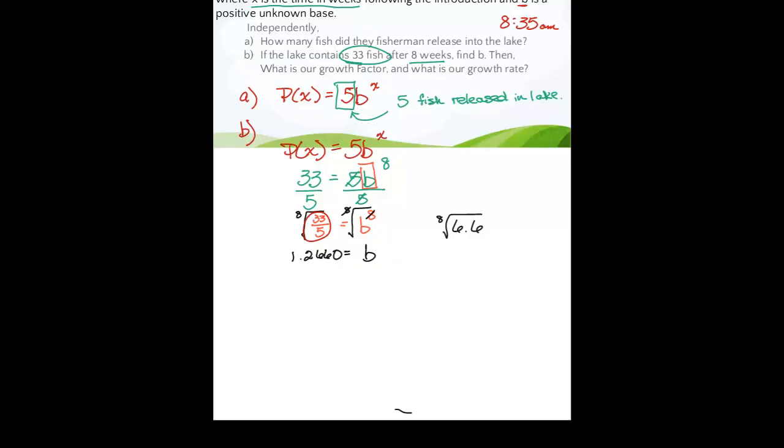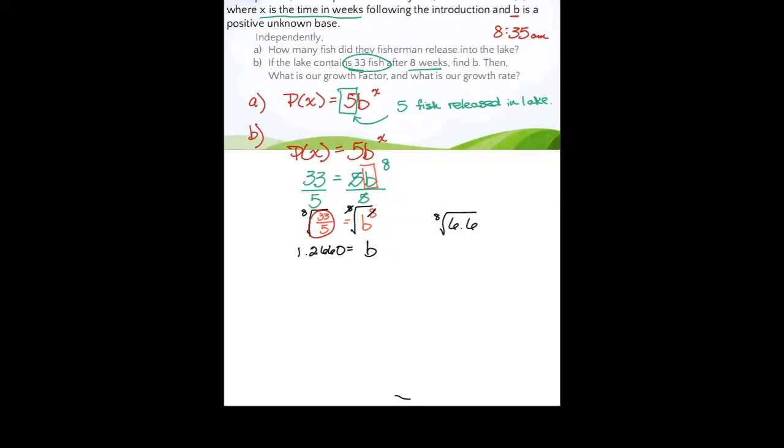So if this is B, what does that represent? What do we call that B value? I mean, that's like a major part of our equation, right? So what is B right here? What does that represent? Yes. So when B is equal to 1.2660, that is our growth factor. It is a factor because that is what gets multiplied repeatedly X number of times. So that number is our growth factor.